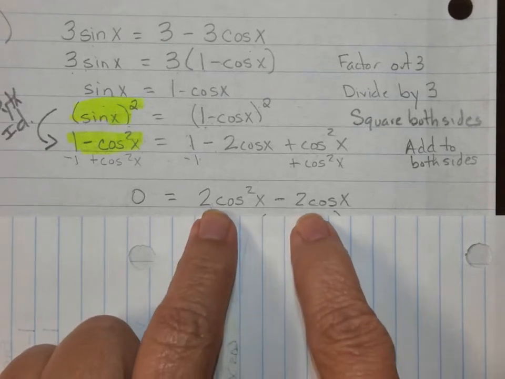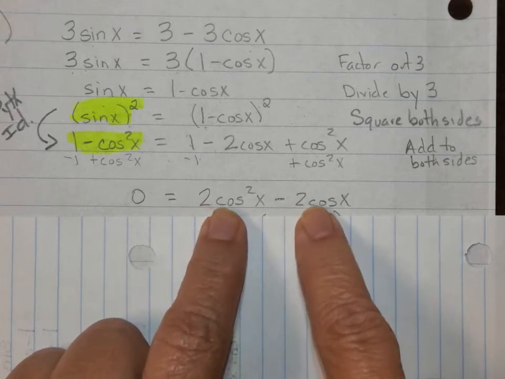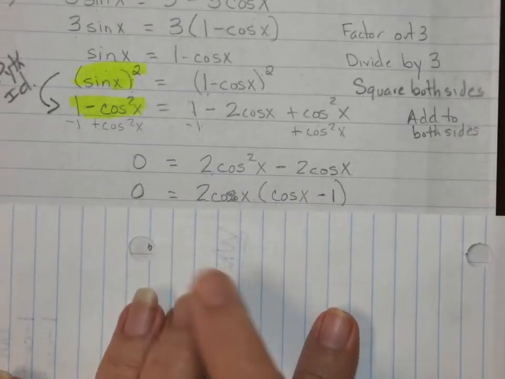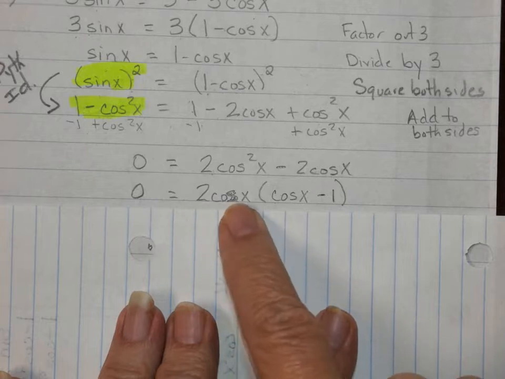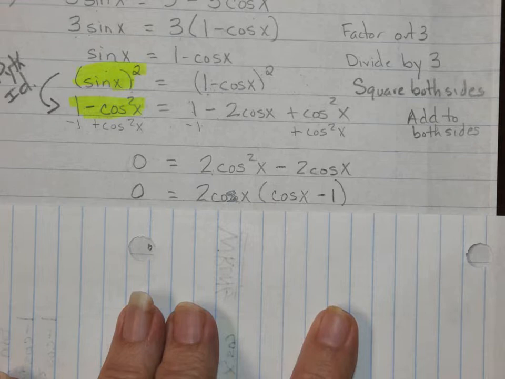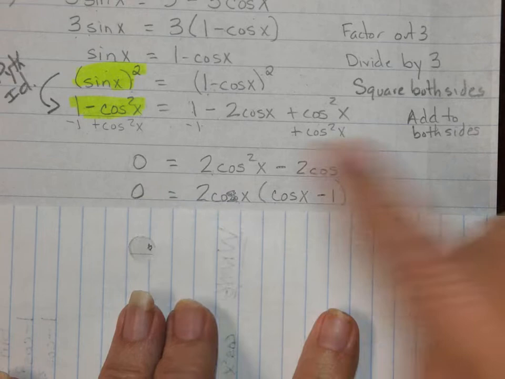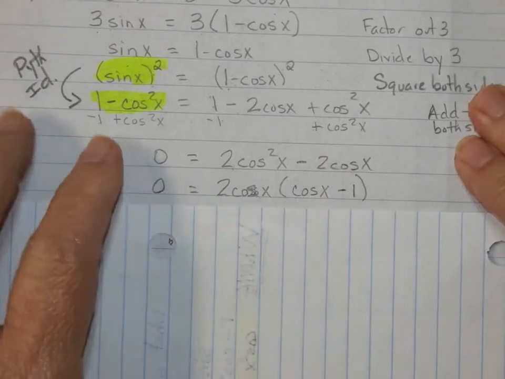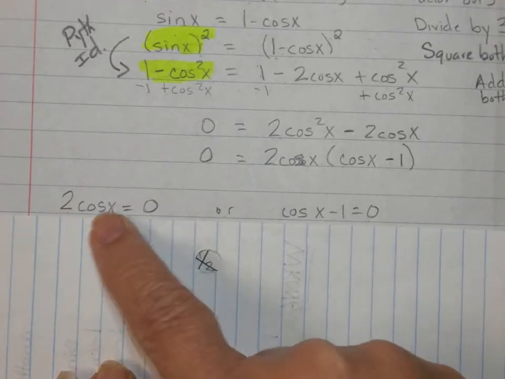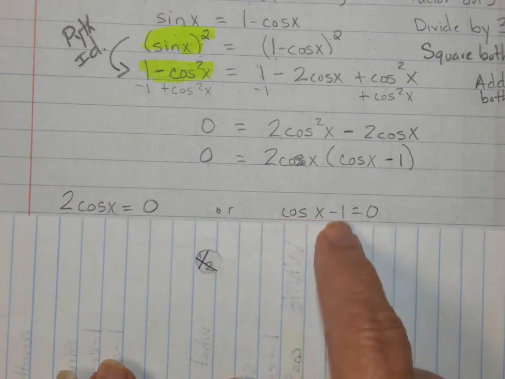And now once we've gotten here, hopefully you see that we can factor out a 2 cosine x. So right here we're going to factor. And that's going to give us 2 cosine x times the quantity cosine x minus 1. And now when 2 factors are being multiplied together to equal 0, that means that one of those 2 factors is 0. So either 2 cosine x is 0 or cosine x minus 1 is 0.